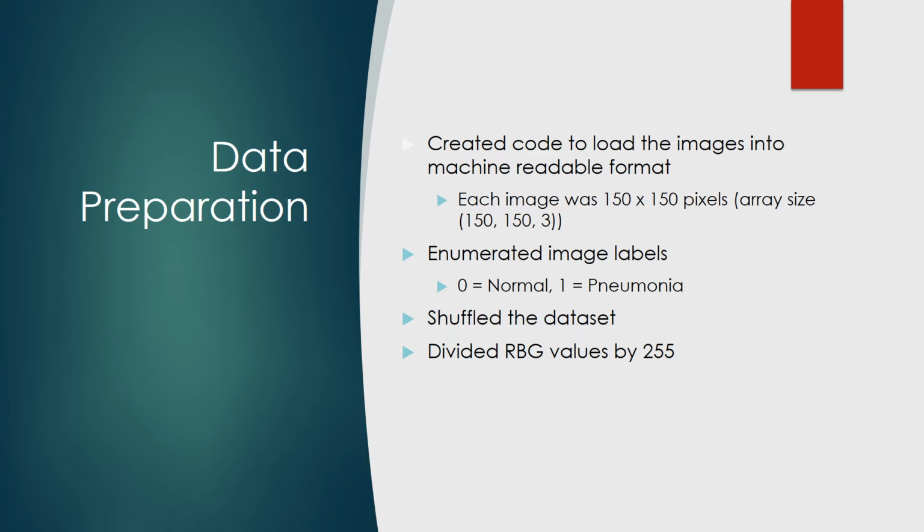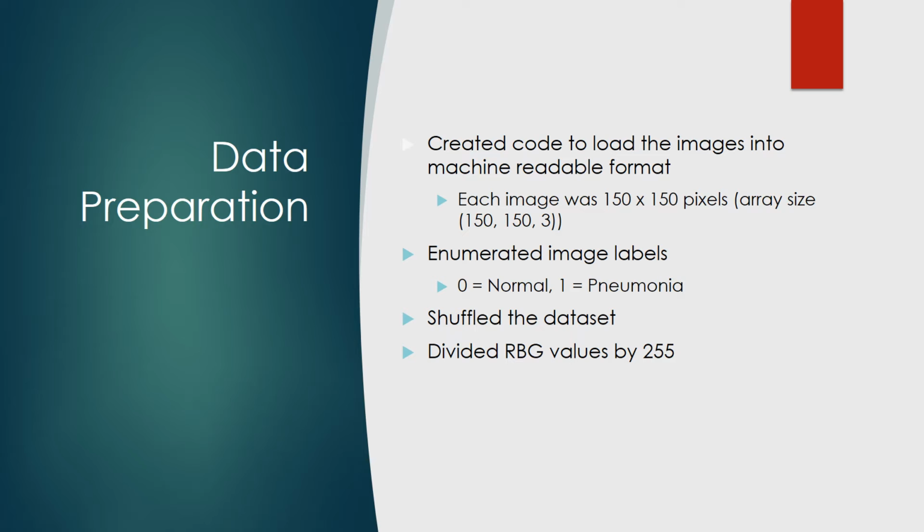In an RGB format, this means that each image was compiled of an array of size 150, 150, 3. The first 2 values match the pixels of the image. The 3rd value is set to 3, as each pixel is represented as a combination of 3 colors, red, blue, and green. In addition to this, we also had to enumerate our labels. We did this simply by labeling the normal images as 0 and the pneumonia images as 1.